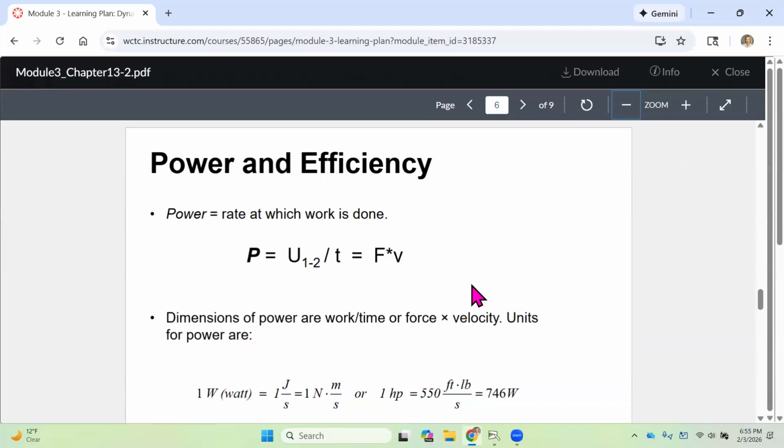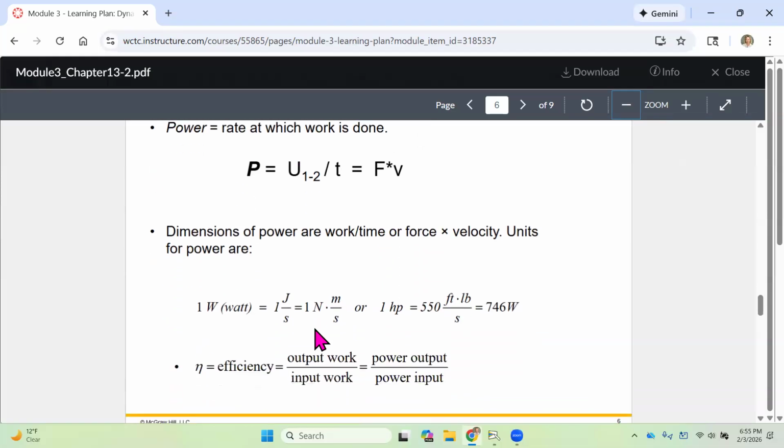All right. So it's how fast do we do work? And the faster we do it, the more power you need in order to do it. So many times we're going to see it as work, U, 1 to 2, divided by the amount of time it took us to do that work. Or we can also see it as force times velocity, which is another version of power that we can use.